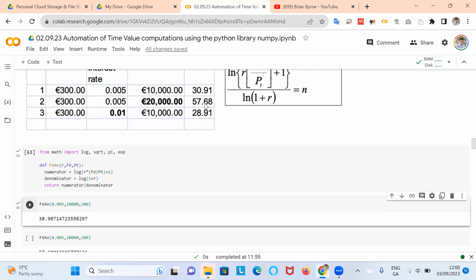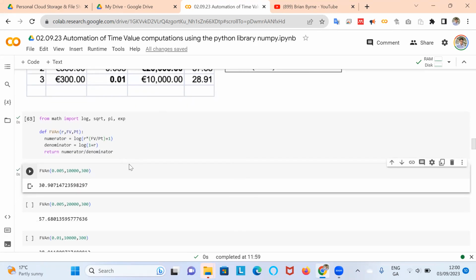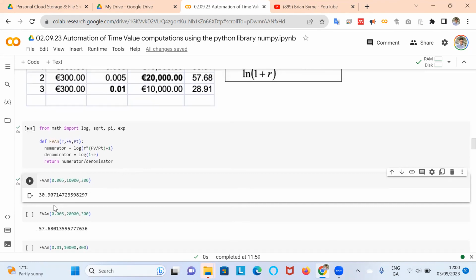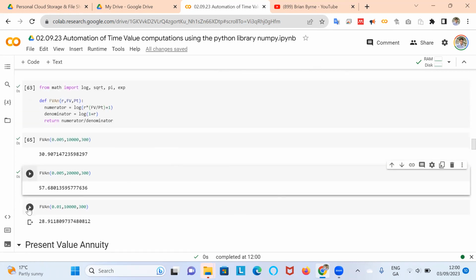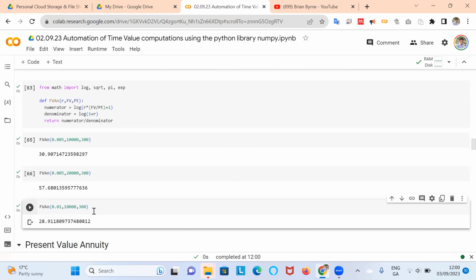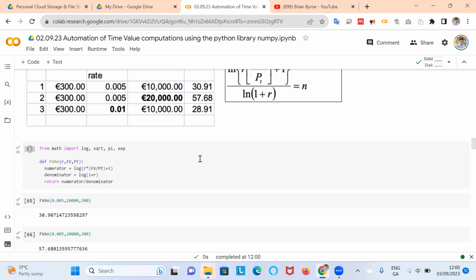Okay, so let's just verify we get 57.68 months for our result here. Running the estimation again. So we're saying 0.5%, 20,000 is the target future value, making a contribution of 300. How many months? 57 months, same as we have here. What if the interest rate was 1% per month, and we want to perform the same estimation? Here in Excel, we worked that out to be 28. Let's just verify. And it's also, we've established, consistent here with the 28, right?